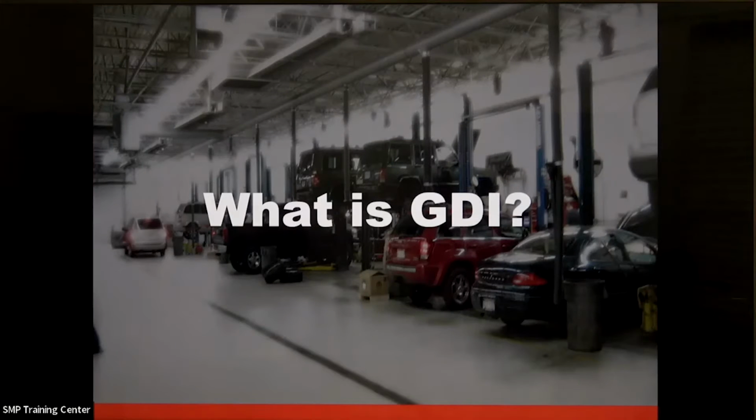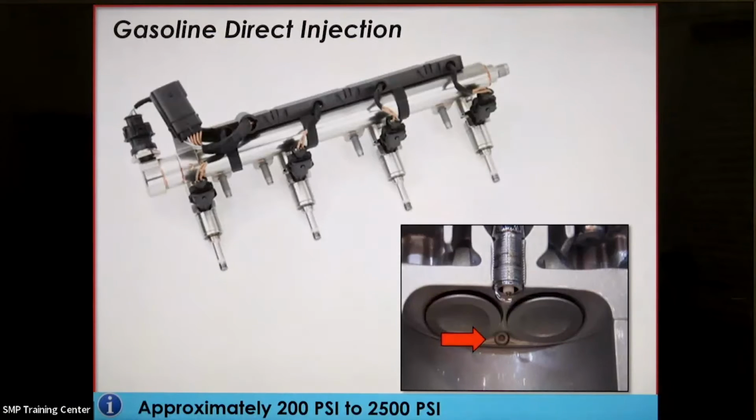Okay, so first, what is GDI? What is gasoline direct injection? Well, simply put, it's a system that allows us to inject fuel directly into the combustion chamber under very high pressure. Now, maybe at idle, we might have 175 to 200 PSI of pressure. That's very common. But then as we drive the vehicle down the road, we might see pressures of 1,500, 2,000 PSI, maybe even over 2,000 PSI, depending on the current load that's being demanded on the engine at that particular time.